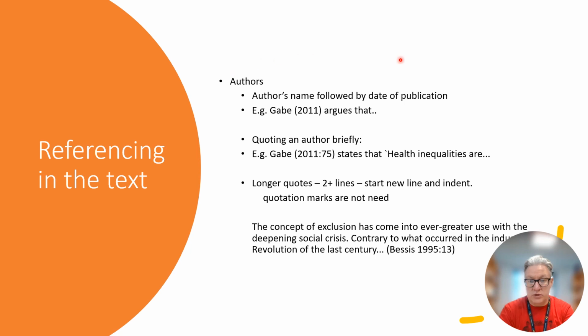So here we go. This is how we cite a single author. It is just the author's name followed by the date of publication. So, for example, Gabe 2011 argues that. Now, that's an example of what we call a narrative citation. What you can see here is we use the name and the date is in brackets. We are discussing Gabe's work specifically in our sentence, so it is part of the narrative of our essay. The system here is really, really straightforward.